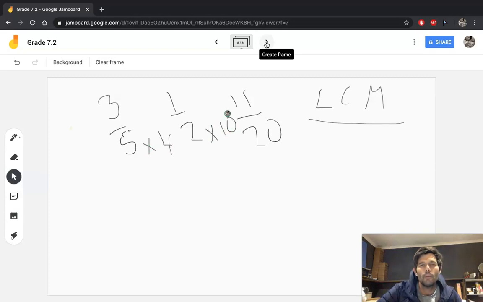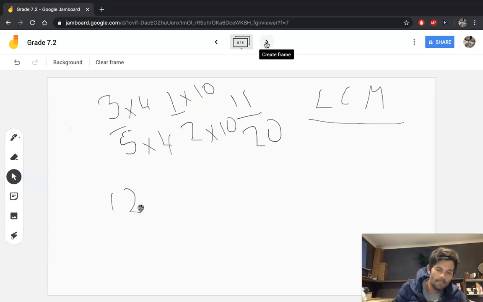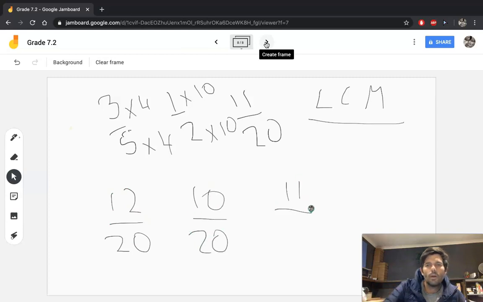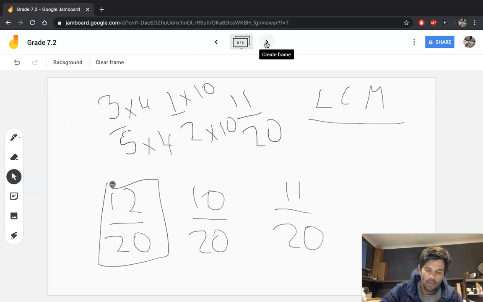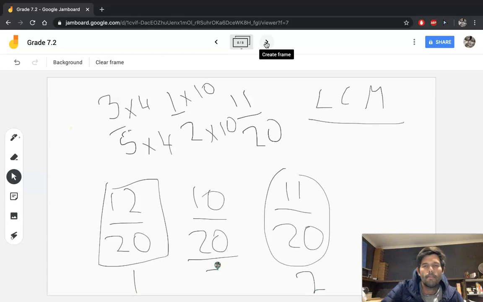Now remember, we've spoken about equivalent fractions. Whatever you do to the denominator, you must do to the numerator. So I must multiply that by 4, and I must multiply that by 10. So now my new fractions are going to be 12 over 20, 10 over 20, and 11 over 20. Now it's quite straightforward to see which one is the biggest because they're all out of 20. So your biggest fraction is going to be your 12 over 20, then your 11 over 20, and 10 over 20 is going to be your smallest.